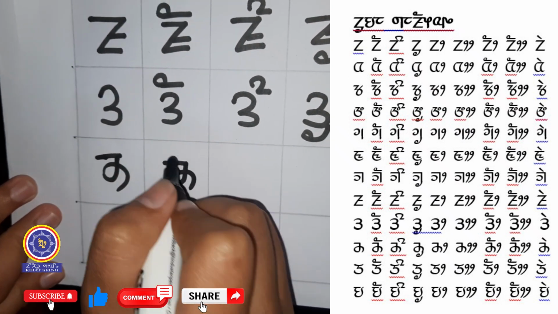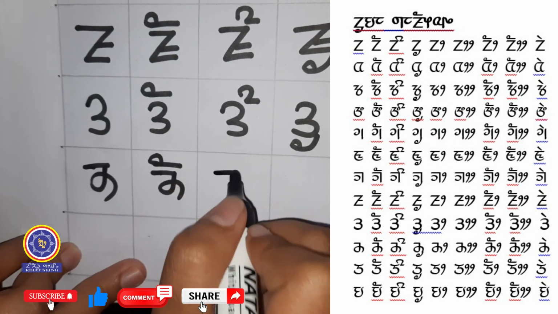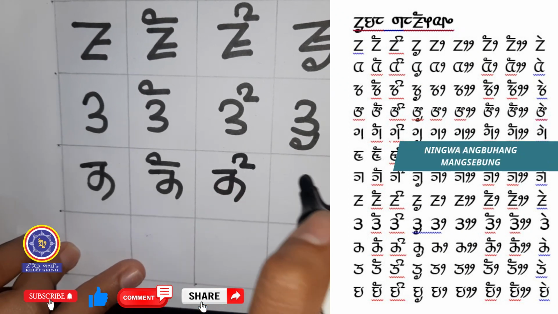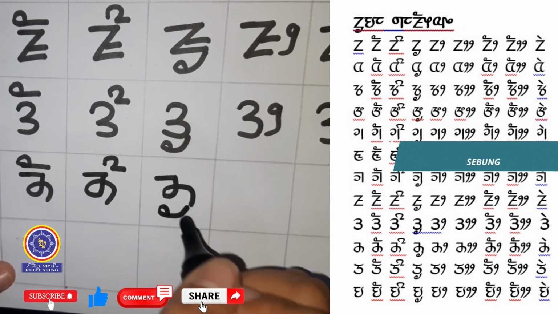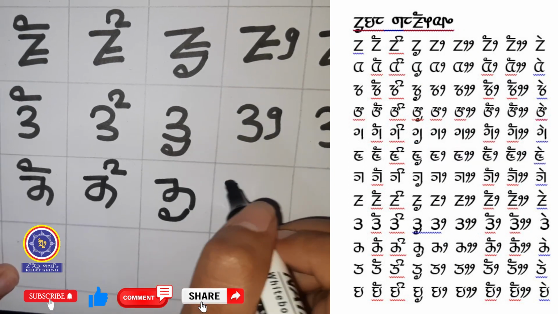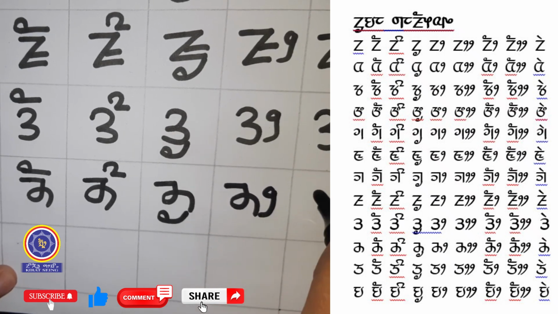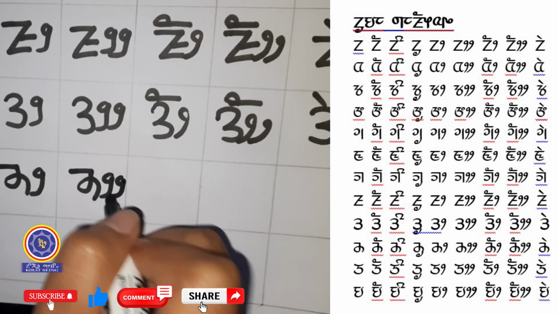Write ta and add amma, ta amma ta. And write ta and add iksu, ta iksu ti. Write ta and add uksu, ta uksu tu. Ta and add etu, ta etu te. Ta and add oinu, ta oinu tai.